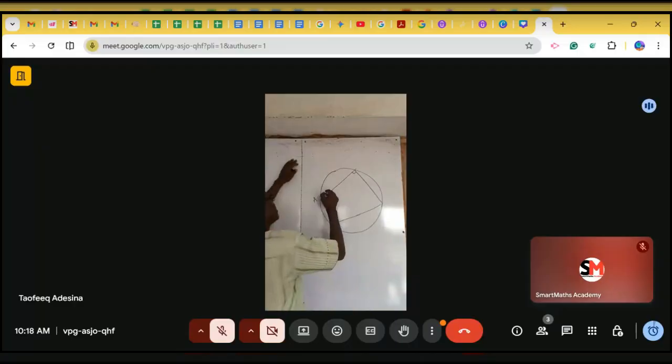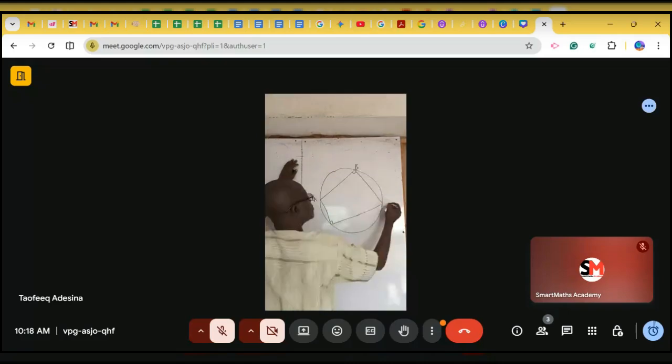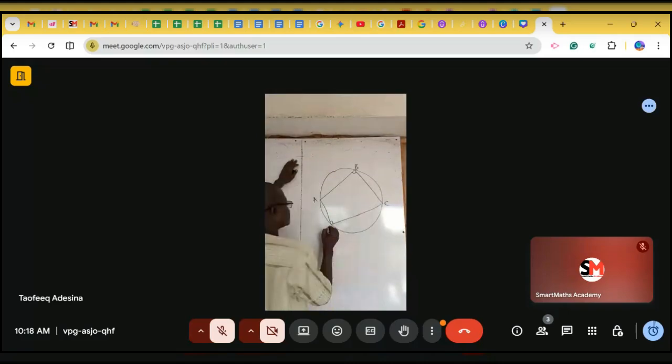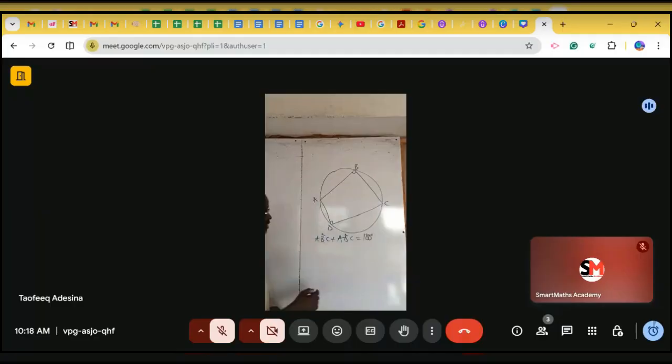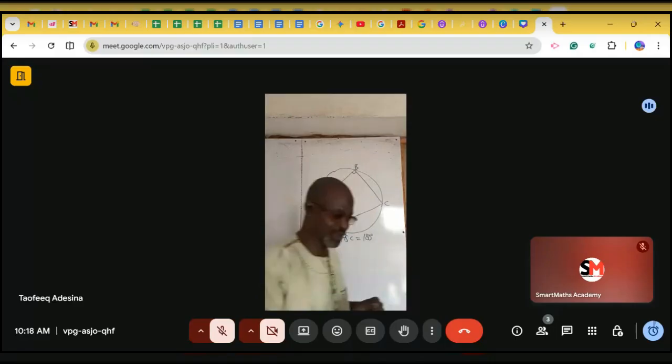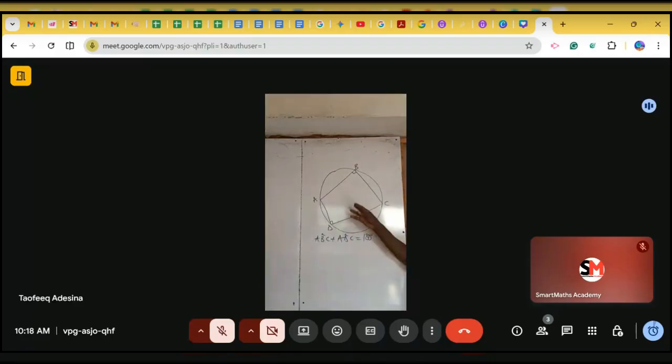I will label it. Angle ABC plus ADC is equal to 180 degrees. From where you are looking at the diagram, we have not started the theorem. But with what you are seeing on the diagram, the two of them add up to 180 degrees because this is 90, this is also 90.